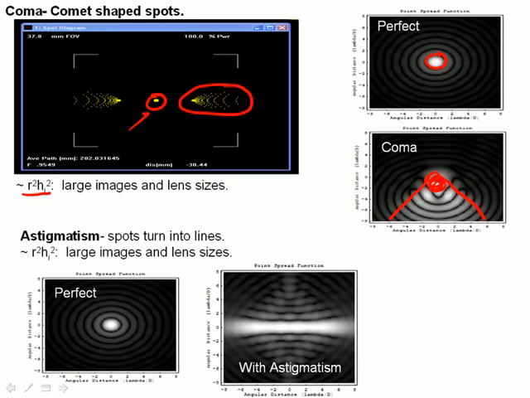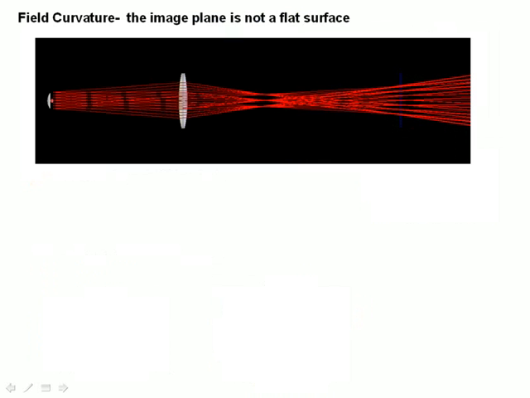Another one very similar to Coma is called astigmatism. In astigmatism, spots turn into lines. Again, this is proportional to r squared h sub I squared, so it's important for large images and lens sizes. A perfect imaging system is going to create a nice round dot here, but with astigmatism, your round dot turns into a line. This is a badly astigmatized image right here.